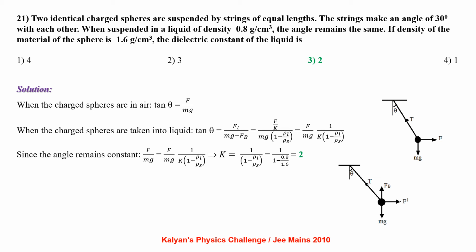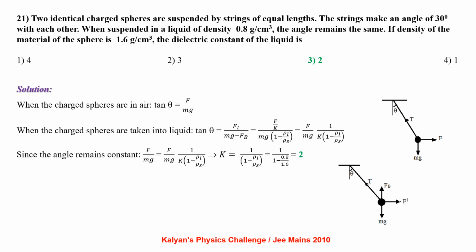As you can see from the diagram, when the charged spheres are in air, tan theta equals F by mg under equilibrium condition. As they are put into liquid, tan theta equals F liquid by mg minus Fb, where Fb is the buoyancy force that arises whenever an object is placed in a fluid. Now that is simplified as mg of 1 minus rho liquid by rho solid. In the numerator it is F by K, where K is the dielectric constant of the medium. So effectively it is F by mg of 1 by K times 1 minus rho liquid by rho solid.